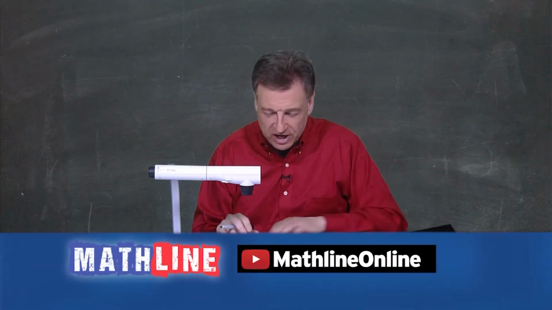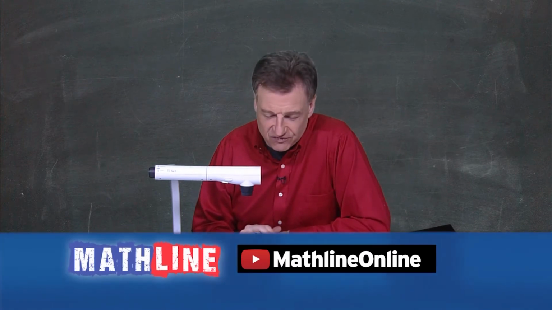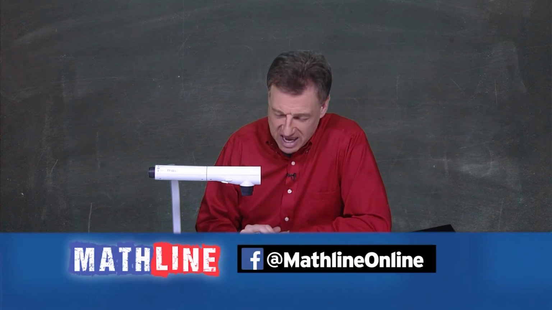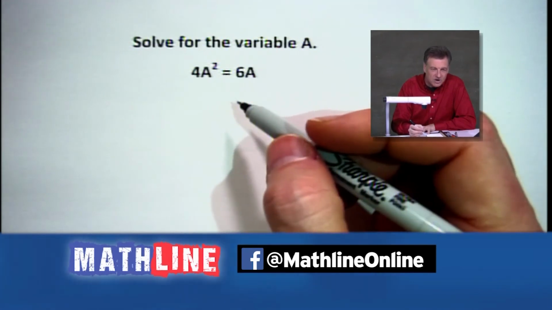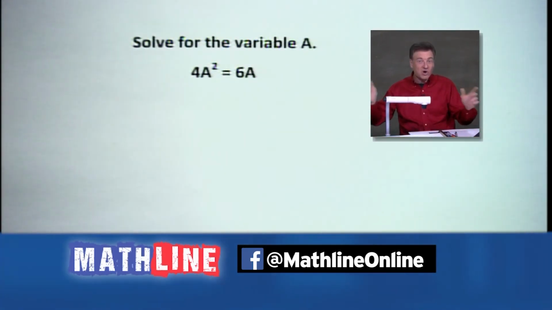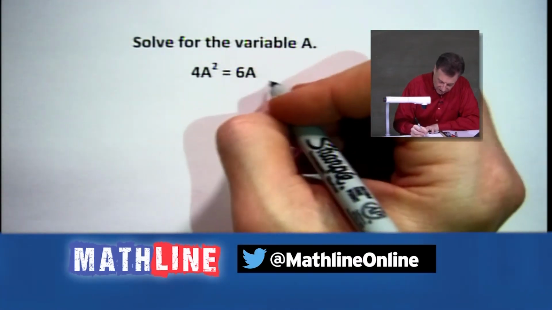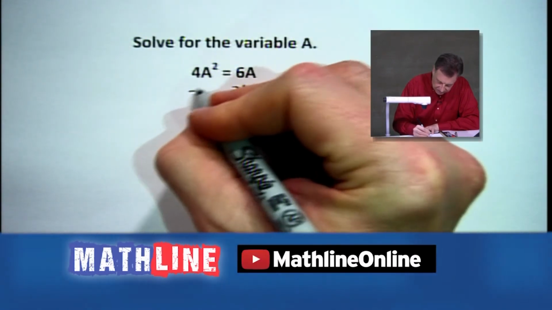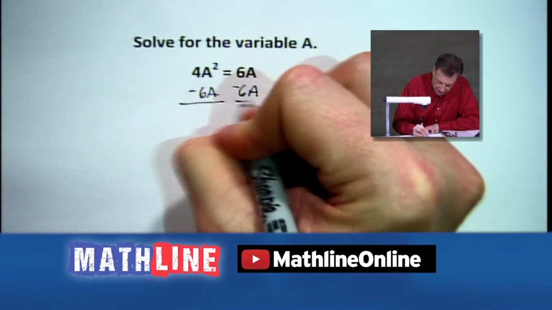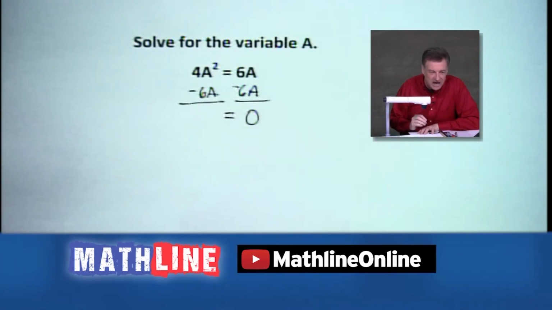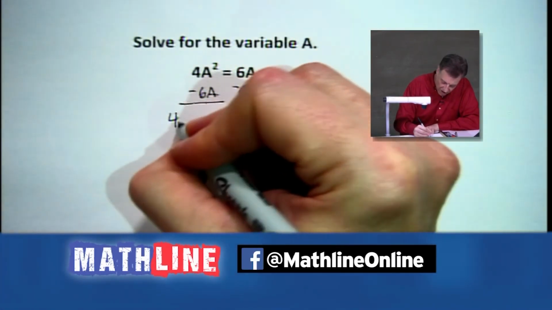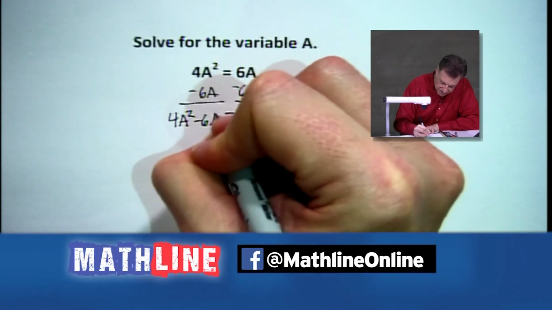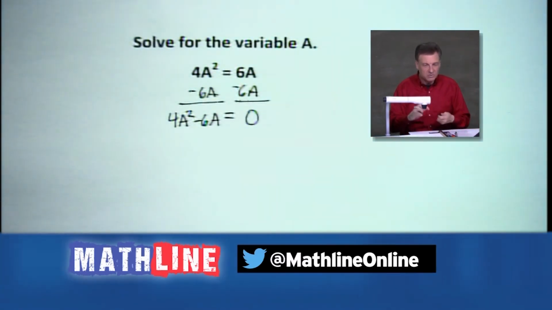Let's take a couple more here. Got the next situation here. 4a squared equals 6a. And again, I don't see a 0. We need one. So let's get one here. We're going to move the 6a to the left. And that's going to leave us 0 on the right. We're going to have 4a squared minus 6a on the left. Now you say, what do we do? How do we get out of this one?